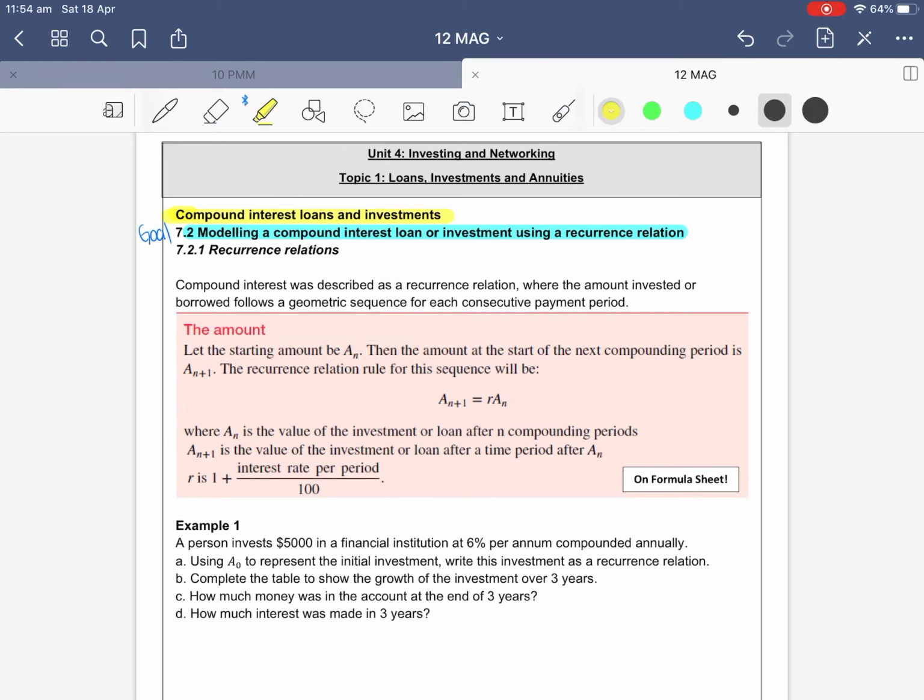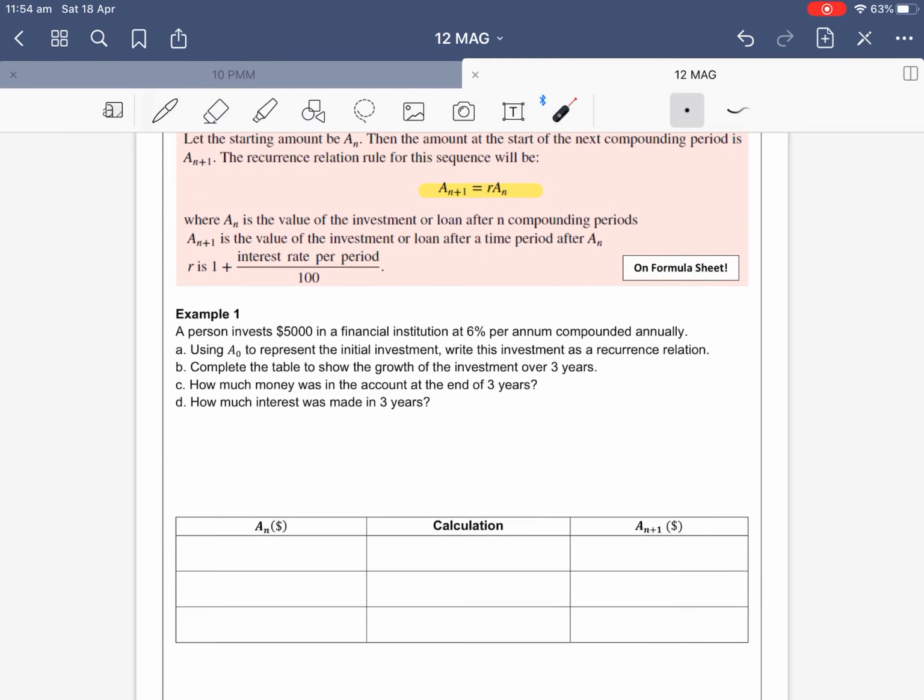All right, it states that A(n+1) equals R times A(n), where A(n) is the initial value, A(n+1) is the value of the investment after it has compounded, okay? And don't forget that the rate is 1 plus the interest rate per period, and we always write that rate as a decimal. So we're going to do two examples with this today. In both examples, we have to write it as a recurrence relationship and use that relationship to solve some problems. So let's get to it.